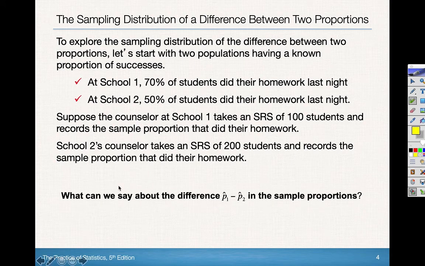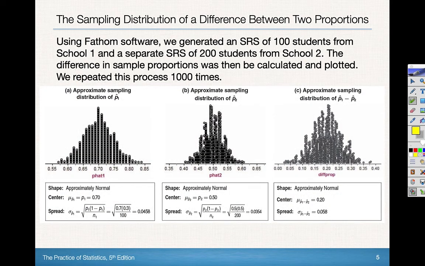Okay. What can we say about the difference P1 minus P2? That's what we're going to do a lot of. We're looking for differences, right? If you're going to do a two proportion Z test, which is coming our way, or a two proportion Z interval, it's going to be on the difference in two groups. So let's explore. Using statistical software, we generated an SRS of 100 students from school 1 and a separate SRS of students from school 2. The difference in sample proportions was calculated at the end.